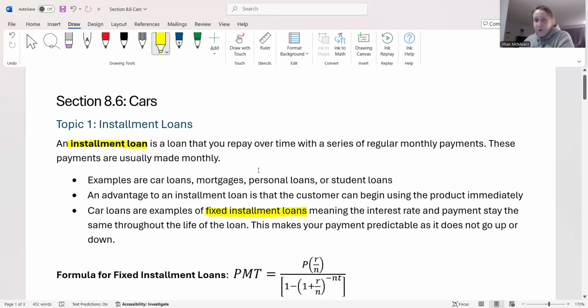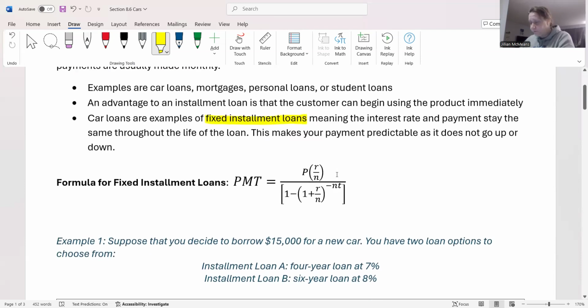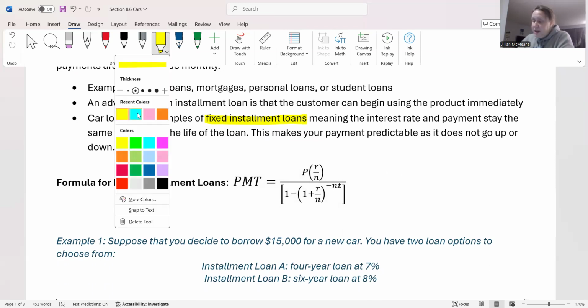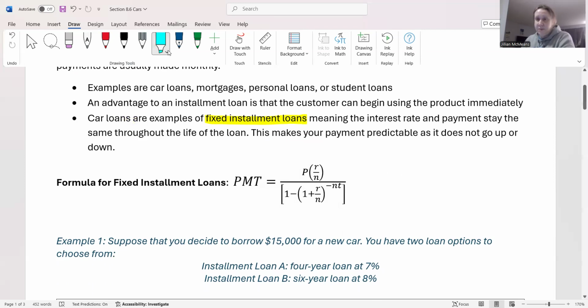Now, the formula is kind of a nasty one, but if you can do annuities, you can do the payment formula. What I want to point out is that in this formula, think PMT for payment. Otherwise, the other components stay the same. Instead of having an A for future value, like a lot of our formulas, this formula won't have an A, but it does have PMT for payment. So this is the formula.